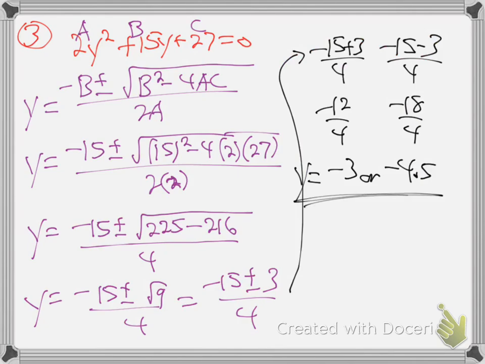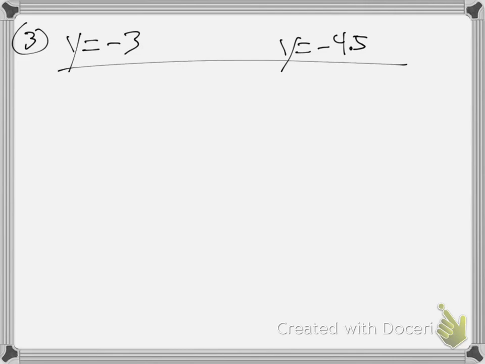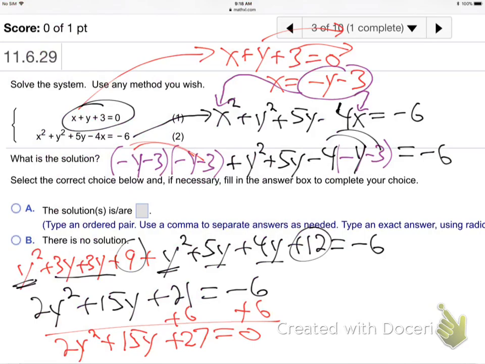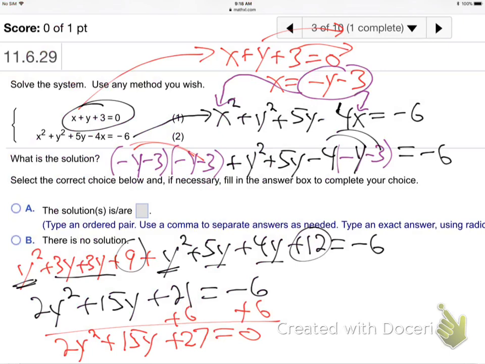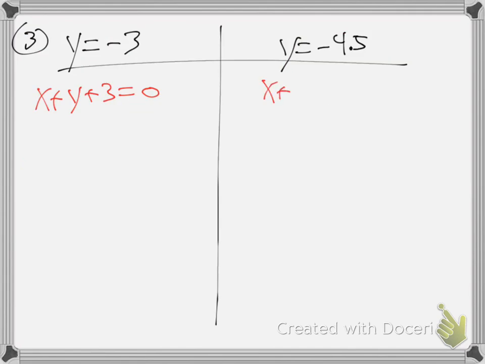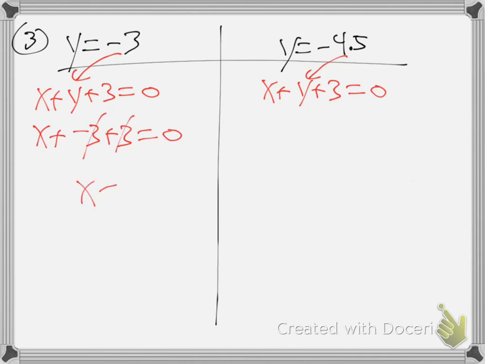Let me go to a fresh screen and take these two answers to a fresh screen. So I've got y, was it minus 3? Minus 3 and minus 4.5. And then I'm going to plug into x plus y plus 3 equals 0. So let's do that. x plus y plus 3 is 0. Plug in the y. Like that. Minus 3 plus 3, boom. So x is 0.